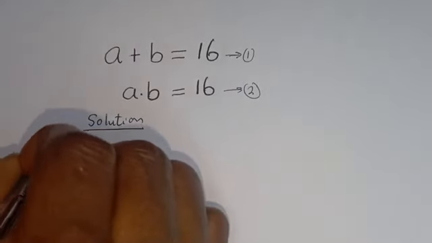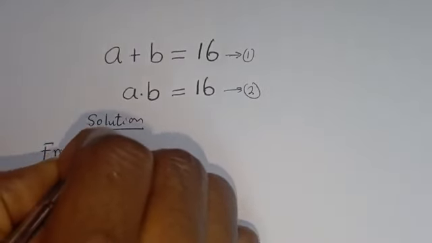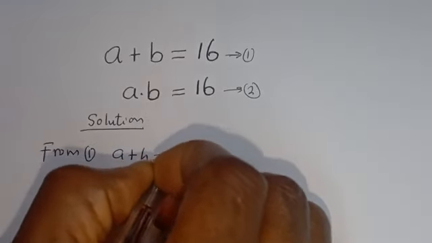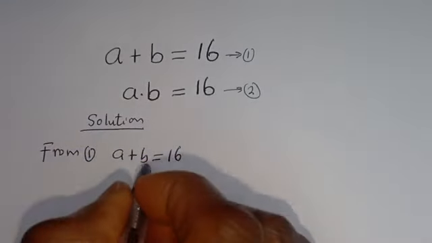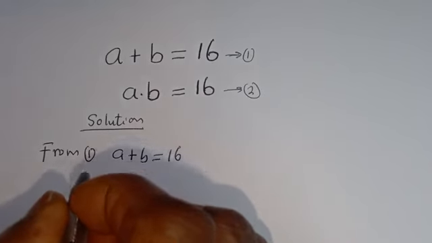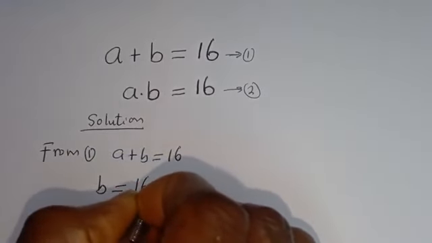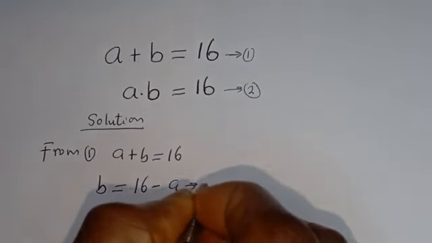From equation 1, A plus B is equal to 16. Let's make B the subject of the formula. B is equal to 16 minus A. Let's call this equation 3.